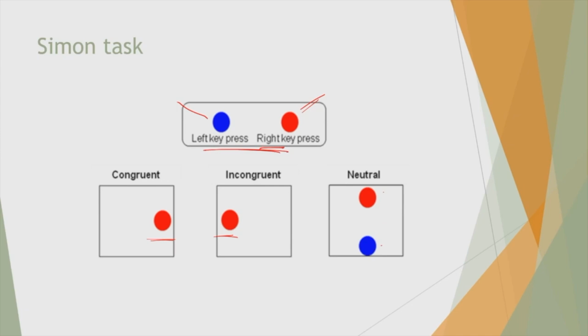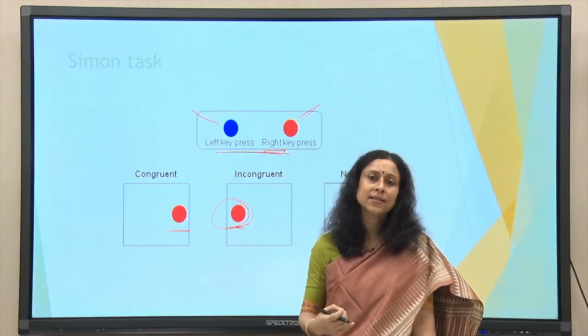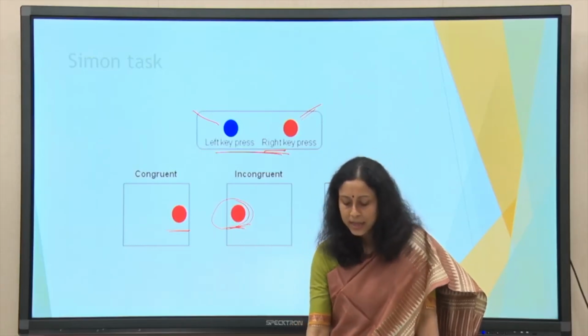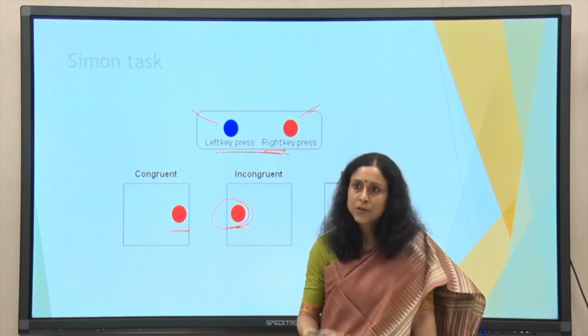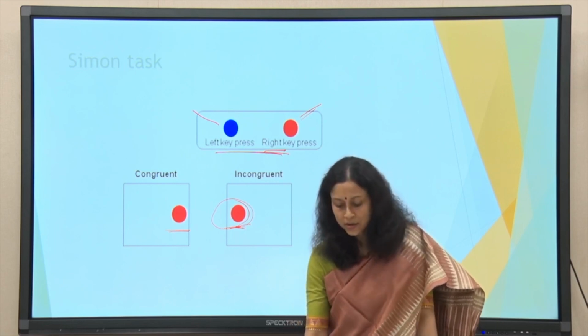Now, on the face of it, this looks very simple. You see a red circle or a red dot, you press the right key. But the conflict is here: you have to press the right key, but the circle appears on the left side of the screen. This conflict often results in slower response latency, meaning the participant takes slightly longer to react. They might still get it correct, but they will take slightly longer. Also, errors will be higher in this incongruent condition.